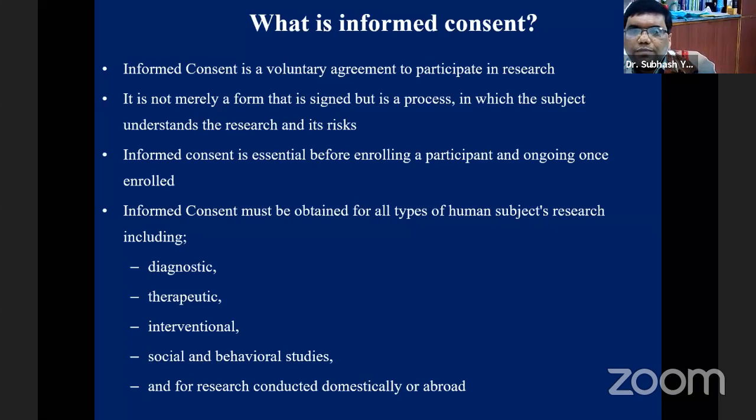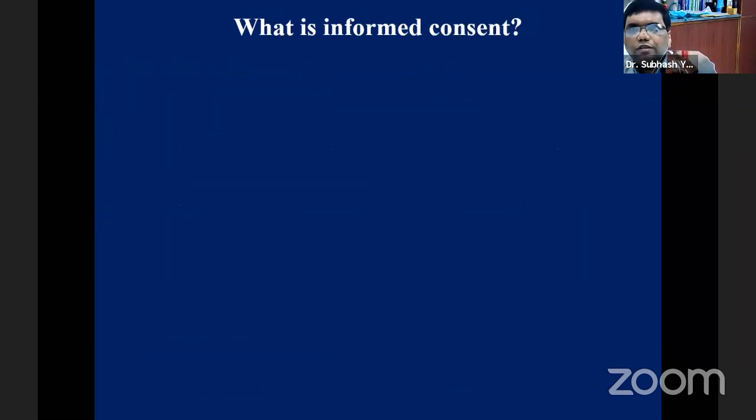This informed consent must be obtained from all types of human subjects. As I told you, whether it is diagnostic, where we are doing some procedure to see the course or type of the disease, or therapeutic or interventional, where we are giving some drug or doing some intervention, or whether it is social or behavioral research. It's a simple thing, but still we should explain to the subject what we are going to do, for research conducted domestically or abroad, anywhere. So informed consent is an important part of any research.